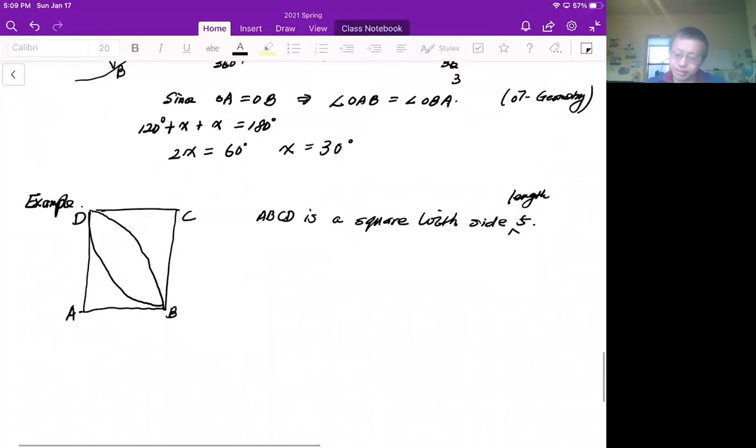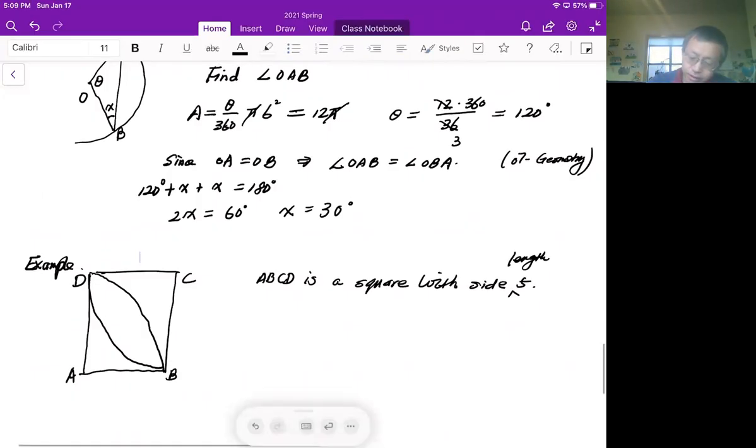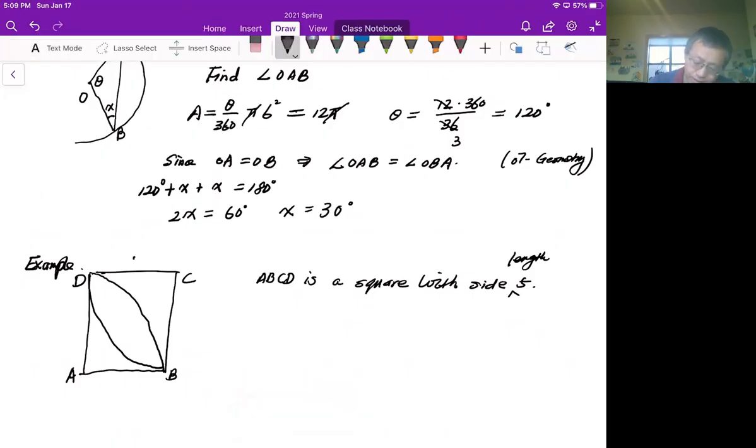So first of all, I start with ABCD is a square. Suppose the side length is equal to 5. So that means we get 5 here, 5 here, and 5 here. And now I'm going to draw the two curves. For the first one, I can use A as the center, and then I can draw a circle in this way, right? The radius is just 5, okay?